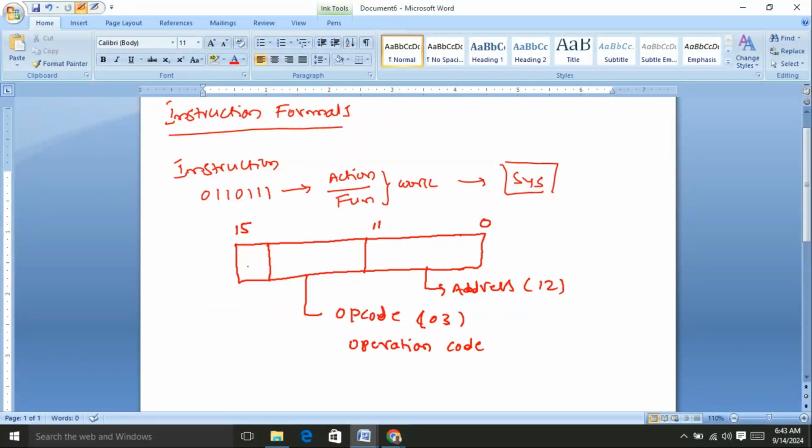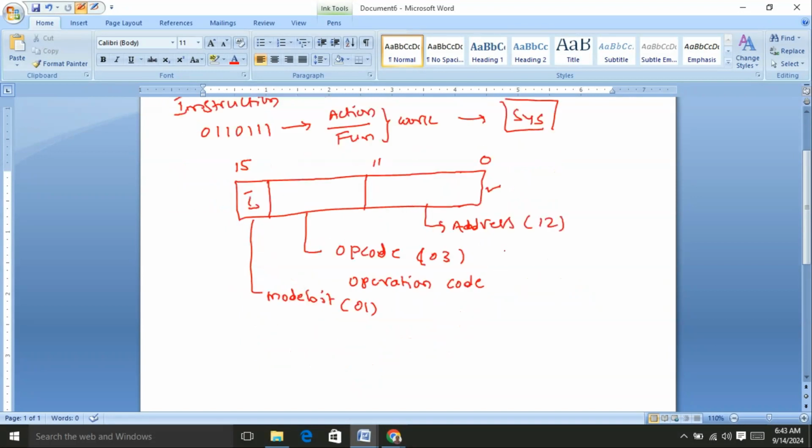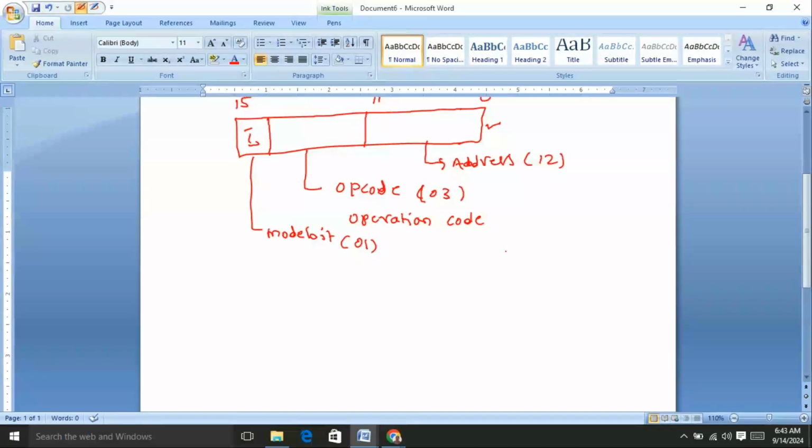The final one bit is represented by I, that is known as the mode bit, right? The mode bit represents whether this address is the direct address or indirect address of the memory. To know about the difference between direct and indirect addresses, please refer to our previous videos.